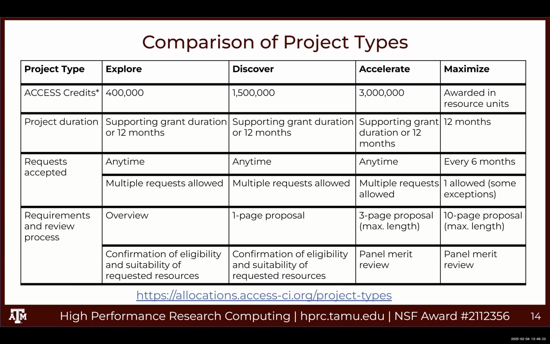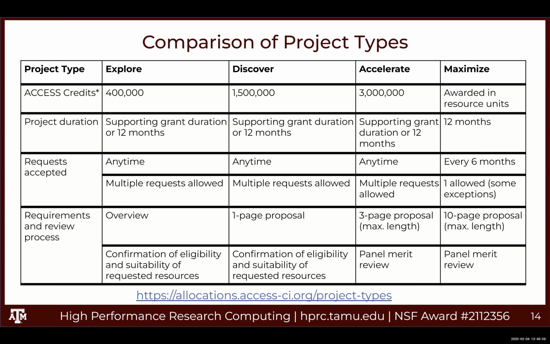Now, if you get one and you don't use it for a long time, then it may expire. So you want to make sure that you are using it if you get one of those. Again, you can see that requests are accepted anytime. You can even have multiple ones. I have a couple of, well, I think mine are Discover, and the requirements we're going to look at in more detail later.